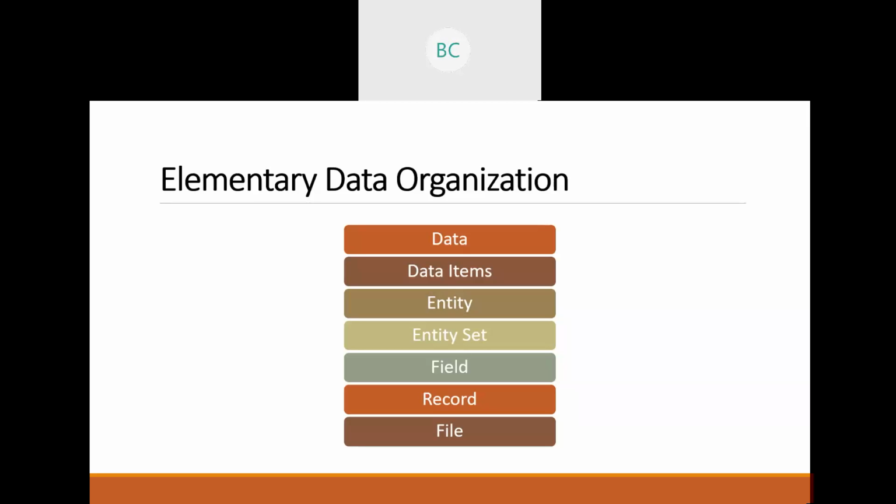Then what was file? Collection of records. So it goes one by one. If data is the simplest form of unit, data items are the single unit of the data. Entity is like you have more data with some attributes and values. Then similar entities form an entity set. Then a collection of fields is a record. Then record consists of all the fields. Then file consists of all the records.